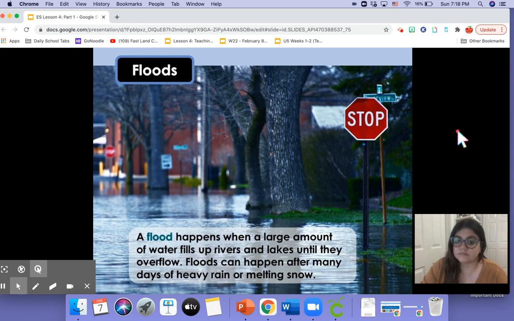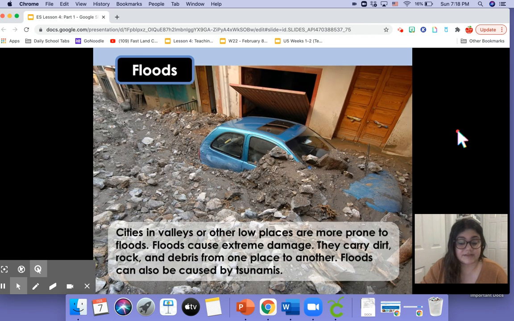A flood. We don't get much rain here in California, so we might not see many floods. But a flood happens when a large amount of water fills up rivers and lakes until they overflow. Floods can happen after many days of heavy rain or even melting snow. If you came from a different state in the United States, you might have experienced floods before. Floods can also cause a lot of damage. Cities and valleys or other low places are more prone to floods.